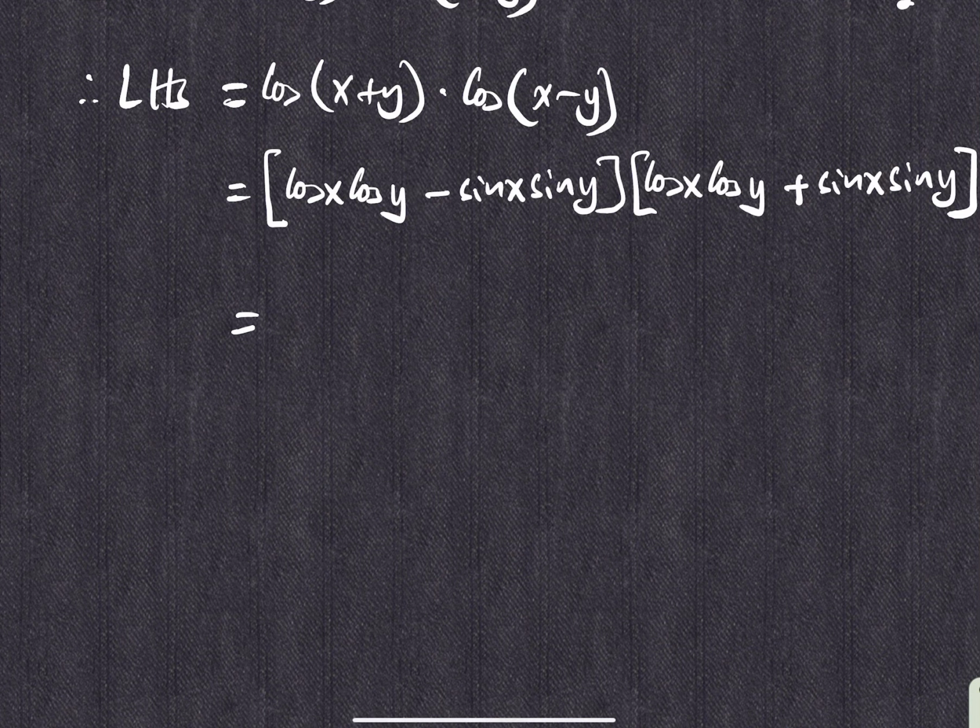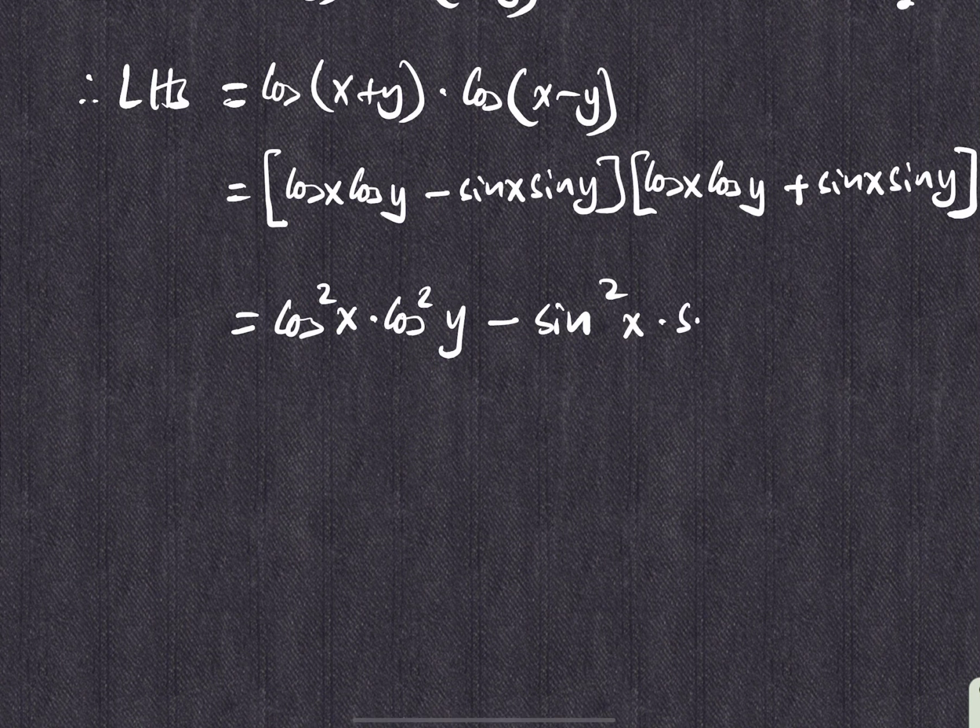Minus there. Check something here. You have a negative and a positive of the same term. That makes it a difference of two squares. So I'm going to get cos squared of x multiplied by cos squared of y minus sine squared of x multiplied by sine squared of y. This is how far you can go with it.